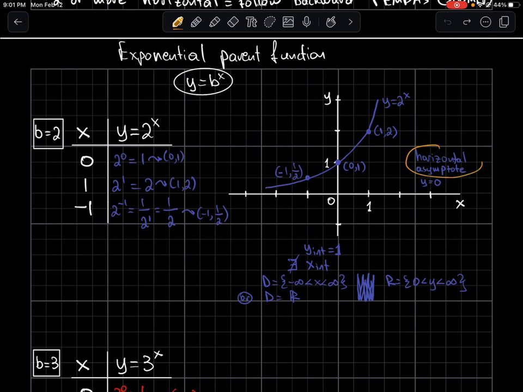Now, what's the equation of the horizontal asymptote? The equation of the horizontal asymptote is y equals 0. Essentially, the horizontal asymptote is the ground. And all the points of the ground, for example, this one, has coordinates 0.